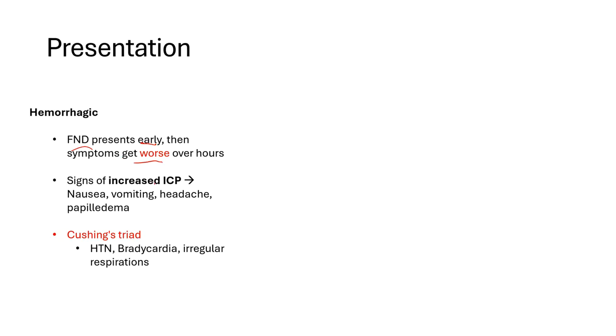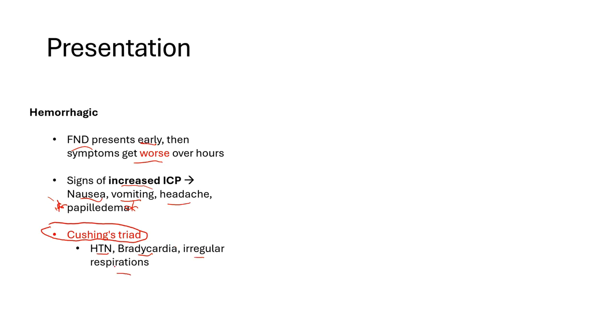You also see potential signs of increased intracranial pressure, such as nausea, vomiting, headache, and papilledema. If you see papilledema mentioned in a question stem, always think increased intracranial pressure. This is actually managed treatment-wise. When we discuss the treatment management of hemorrhagic stroke, we actually look for these signs of increased intracranial pressure. You also may see Cushing's triad, which is a triad of three different vital signs: hypertension, bradycardia, and irregular respirations.